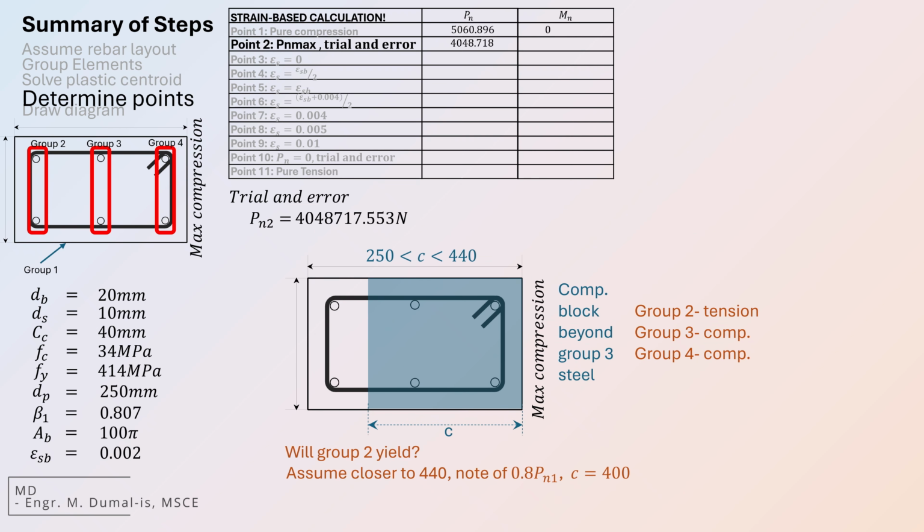Looking at the section, we can already tell that group 2 is in tension since it's outside the compression block. Groups 3 and 4 are still in compression. We choose C equals 400 for this trial. Now let's compute stress for group 2.